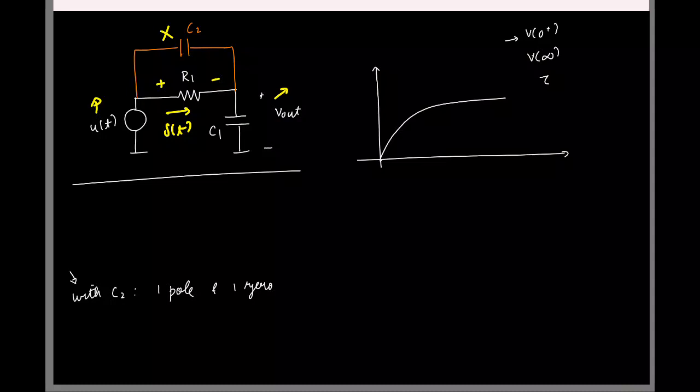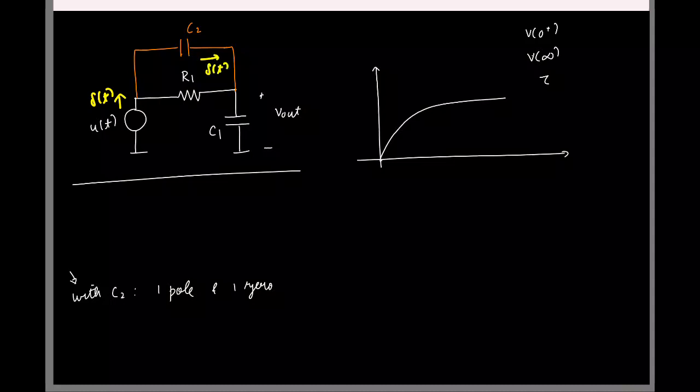But now I have added the capacitor C2. If this provides an impulsive current, where can the impulsive current flow? Obviously it cannot flow through this resistor, because we saw there would be a contradiction. Now it can easily flow through C2 and C1. So an impulse current flows through C2 that will induce a step voltage. And here also we have a step voltage. Everywhere is a step voltage, everyone is happy.